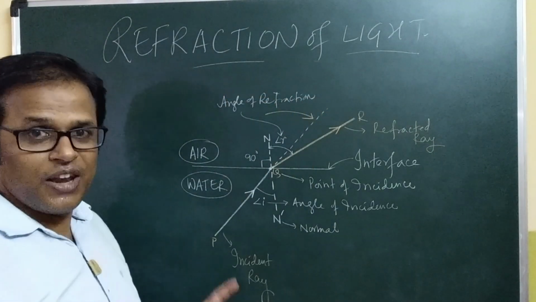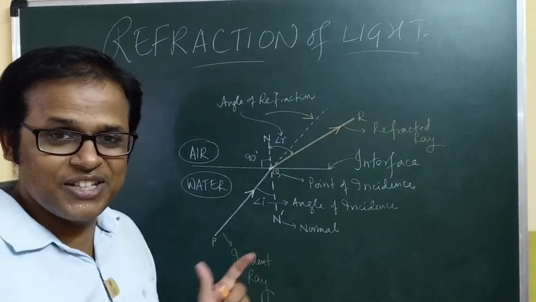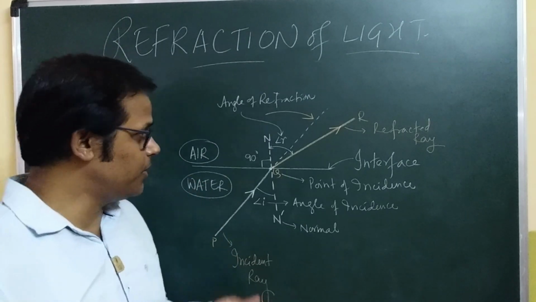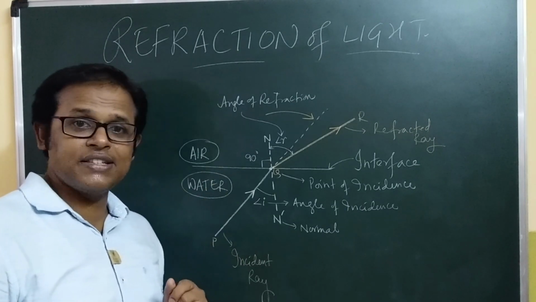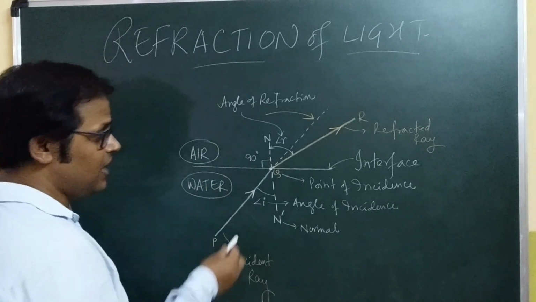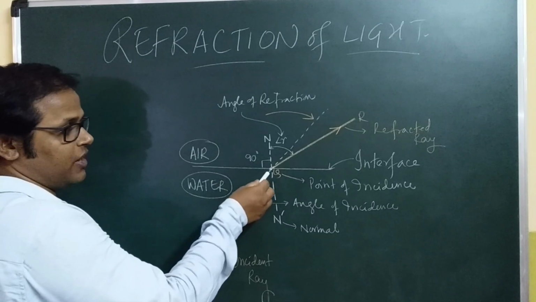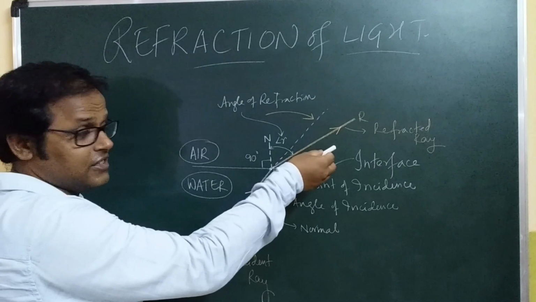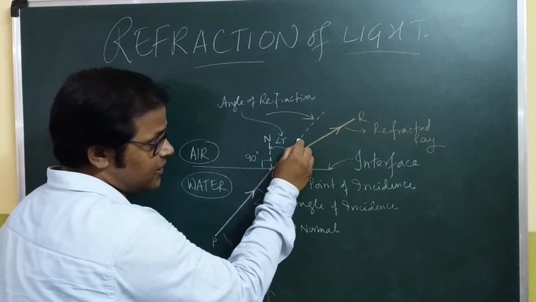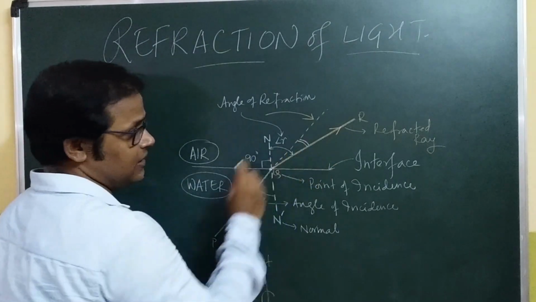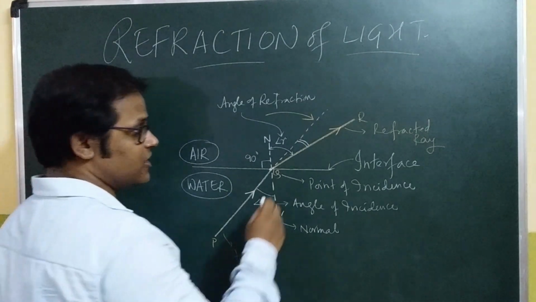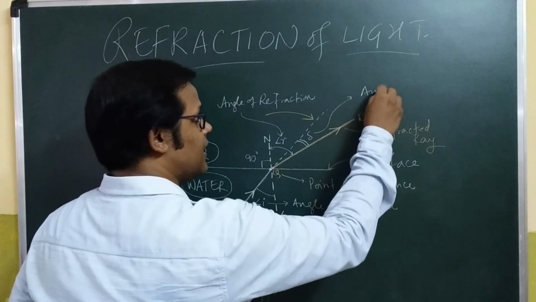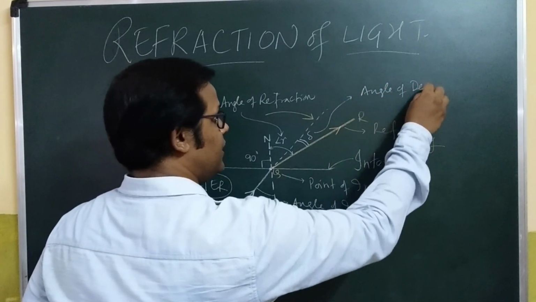Is that clear? Now one important angle is there, which I discussed in the previous case also, that is the angle of deviation. So you may even try to find out which should be called the angle of deviation. Definitely this is the original direction shown by the white dotted line, but this is the actual direction of the refracted ray. So the light ray has bent by this angle away from the original direction. So this is your angle delta, which is called the angle of deviation.